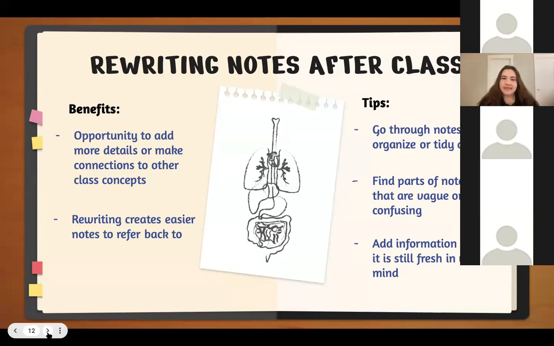Okay, so this note-taking technique is about improving your notes after class. It has a lot of different benefits and can really improve the overall quality and cohesion of your notes so that when you need to refer back to them in the future for exam studying or assignments, they are easy to understand and all the information you have written is properly laid out. This technique also allows the opportunity to add more details either from other resources such as your textbook or gives you the time to find how other concepts in class connect together.